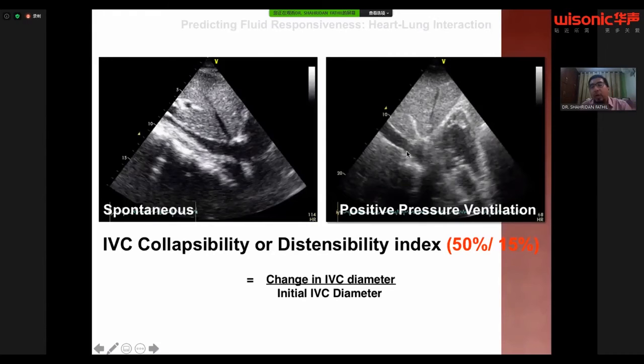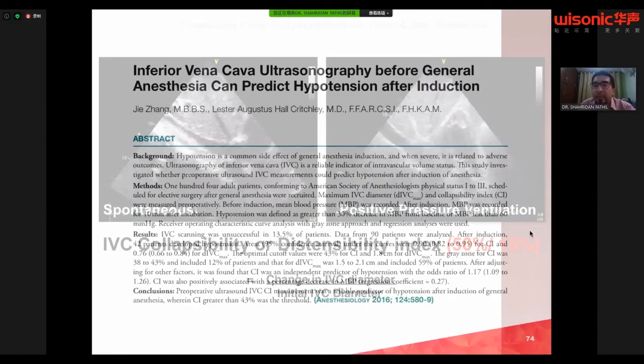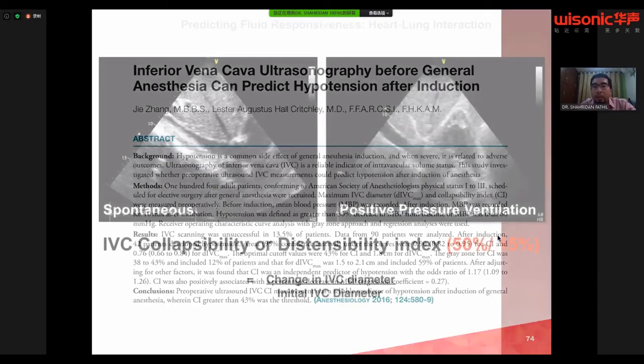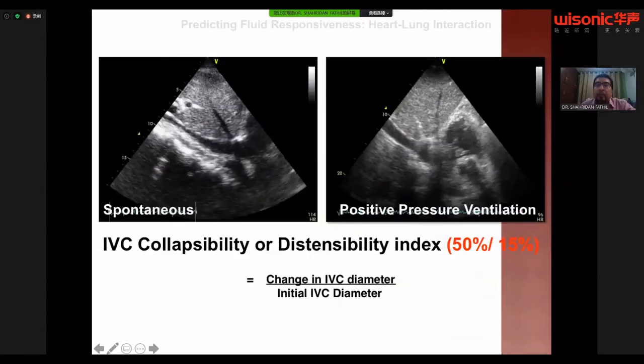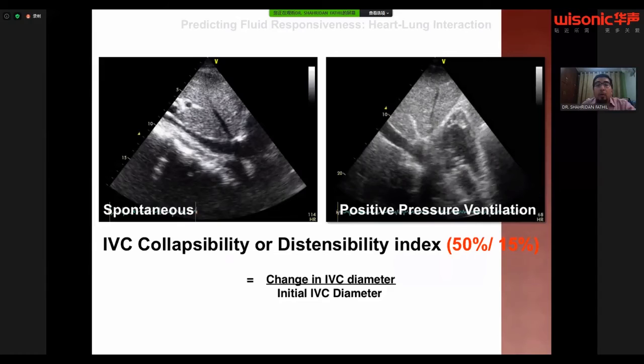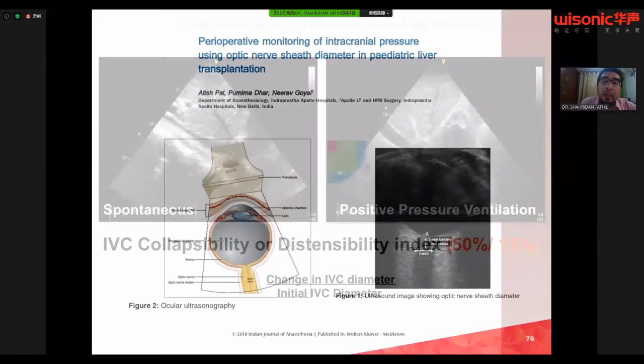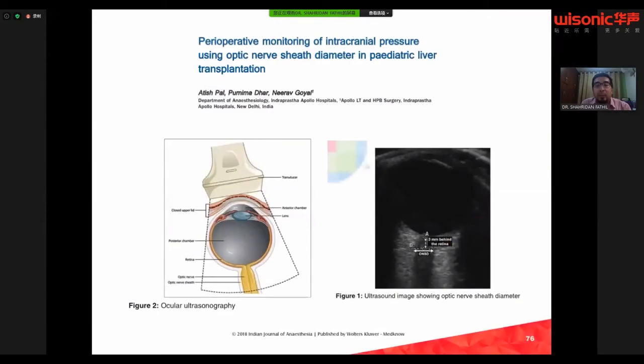Okay, patients who are on IPPV, there's a distensibility index. Anything more than 15% increase in the diameter of the IVC during IPPV actually predicts hypovolemia. Okay, I mentioned in one of the earlier slides about D, which is actually disability.